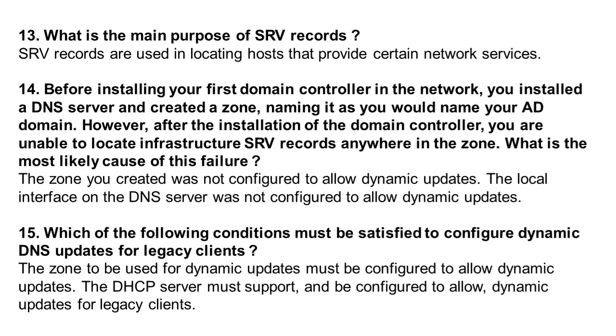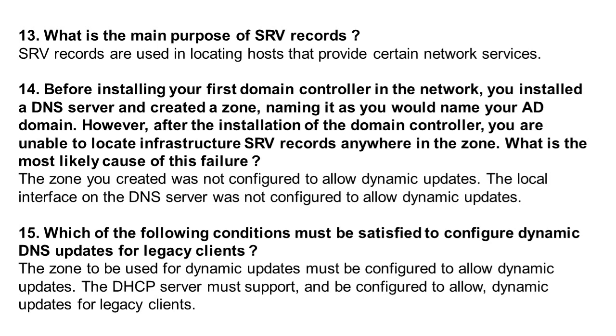Before installing your first domain controller in the network, you install a DNS server and create a zone, naming it as you would name your AD domain. However, after the installation of the domain controller, you are unable to locate infrastructure SRV records anywhere in the zone. What is the most likely cause of this failure? The zone you created was not configured to allow dynamic updates. The local interface on the DNS servers was not configured to allow dynamic updates.